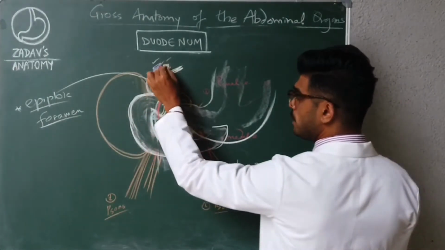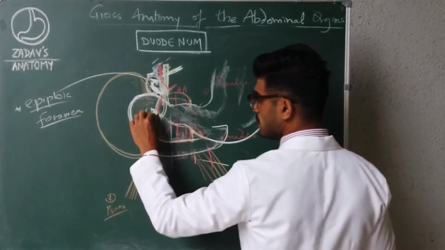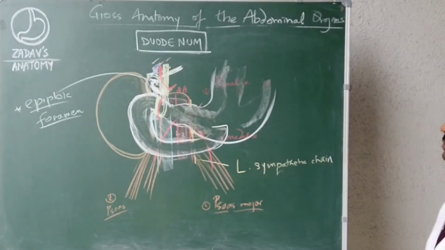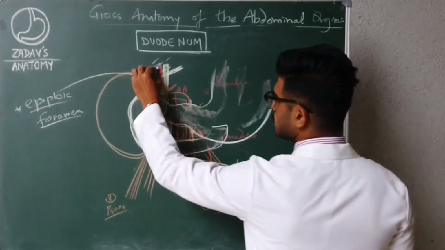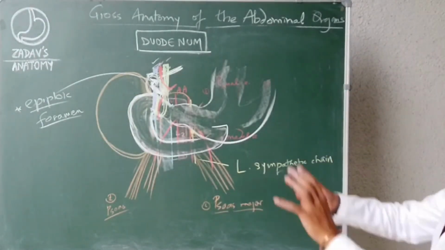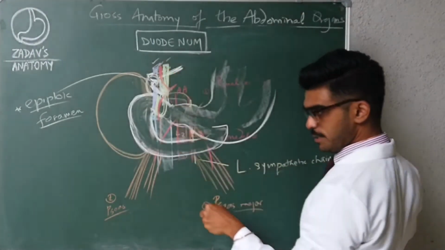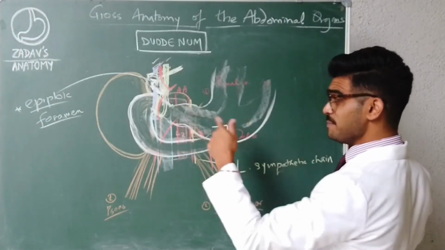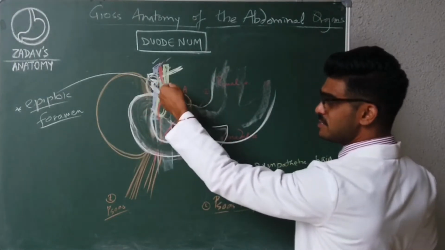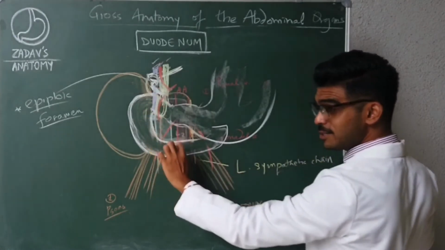The common hepatic duct is joined by the cystic duct to form what is known as the common bile duct, and the portal vein is as is. So, applying the knowledge of the contents of the lesser omentum, as well as reminiscing the previous lecture and understanding what really happens in this area, the common hepatic artery splits into the hepatic artery that goes upwards and the gastroduodenal artery that goes downwards.